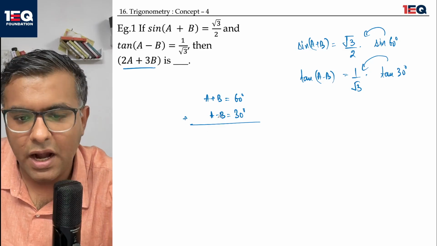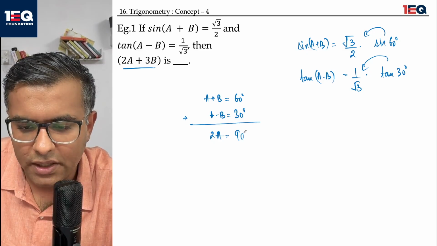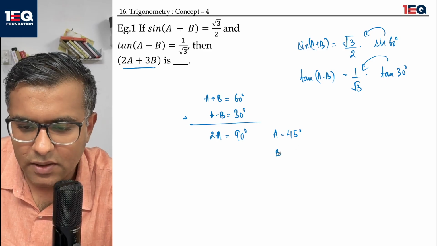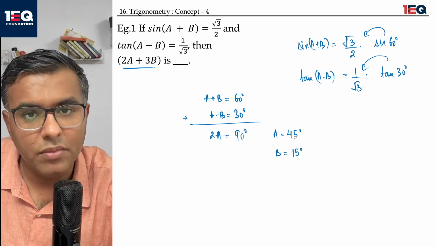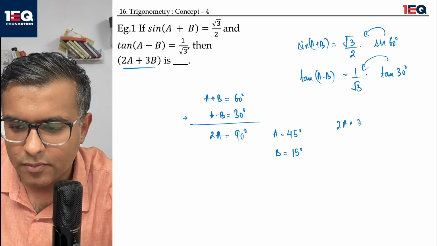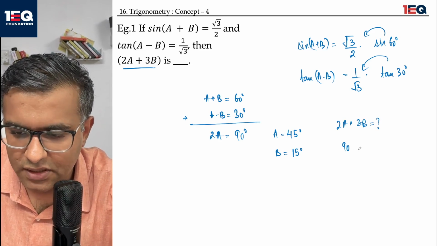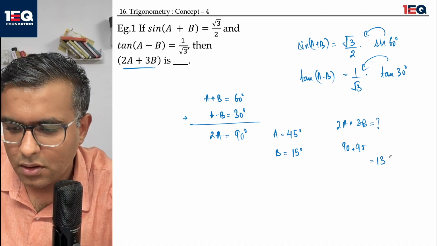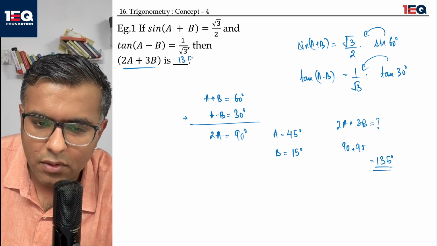When I add all of them up, I get 2a equal to 90 degrees, or simply a equal to 45 degrees, and b equal to 15 degrees. The question says 2a plus 3b needs to be found. The value of 2a is 90, the value of 3b is 45. So 90 plus 45 gives me 135 degrees, which is the answer that I am looking for.